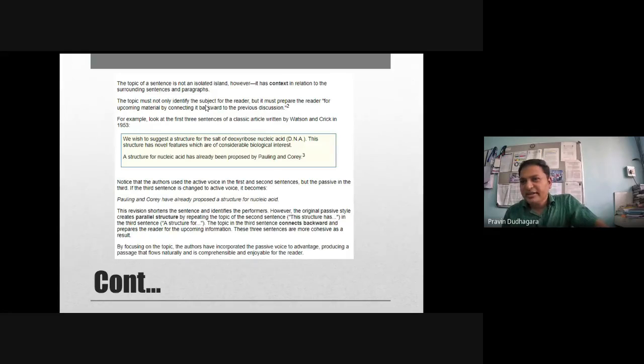However, they wrote a very famous sentence. You can see: we wish to suggest a structure for a salt of DNA. The structure has novel features which are of considerable biological interest. So they did not use invented, discovered or decoded. Why? Because a structure of nucleic acid had already been proposed earlier by other scientists. So what you have done, based on that, you can put in your own words. Clear?